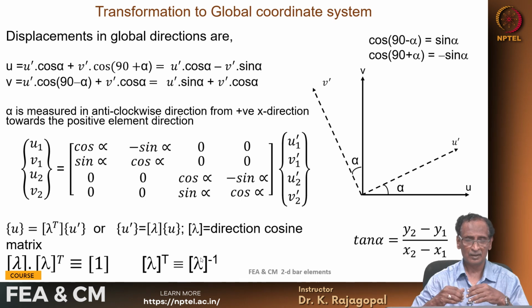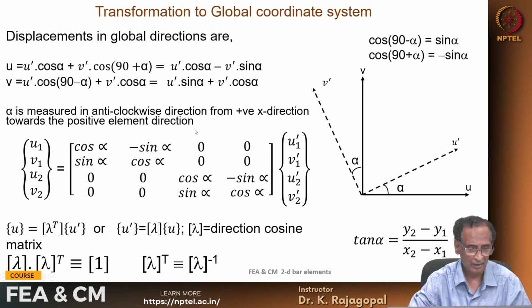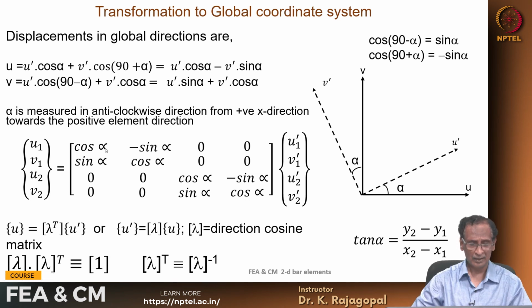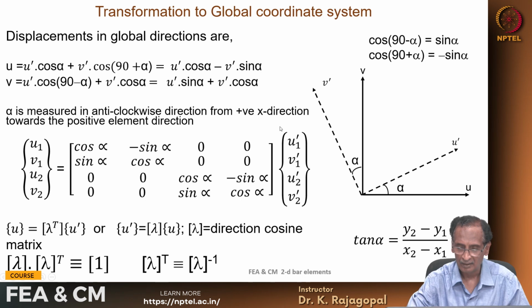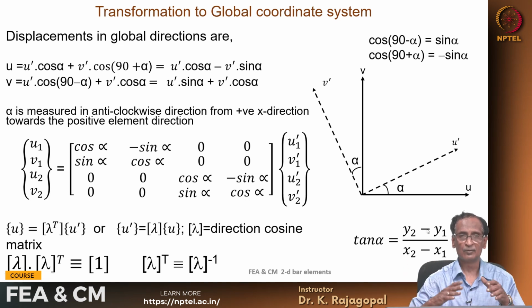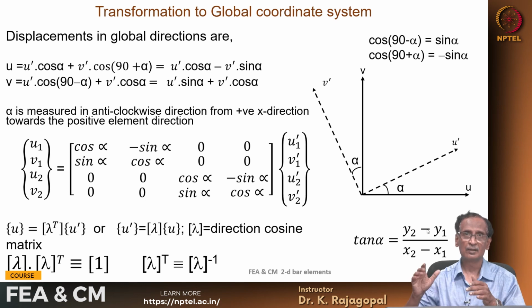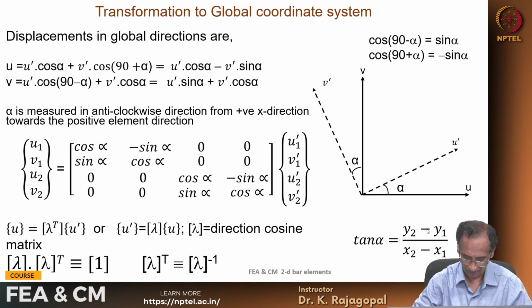So this relation is true only for the direction cosine matrix, but not for something else. See, previously in one of the lectures we had discussed the inverse of a matrix, but now we are saying that the transpose itself is equal to the inverse. That is because of these trigonometric properties, cosine alpha, sine alpha, minus sine alpha and so on. Okay. And how we get alpha in a computer program is very simple. Tan alpha is y2 minus y1 divided by x2 minus x1, where y2, y1 are the y coordinates of node 2 and node 1, and x2, x1 are the x coordinates of node 2 and node 1. Okay.